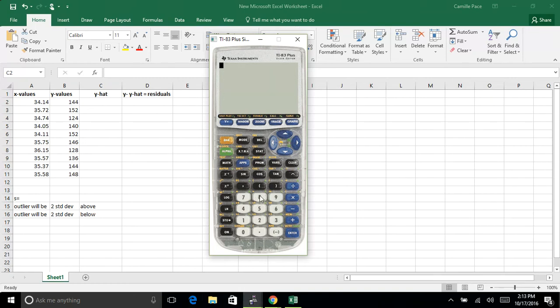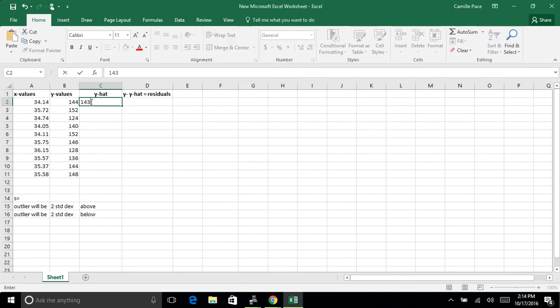I'm going to hit clear. So I'm going to do negative 1.5 times, what is this one? 34, oops, 0.14 plus 194.6, enter. So this one's going to be 143.39, okay? So I'm going to keep doing this.